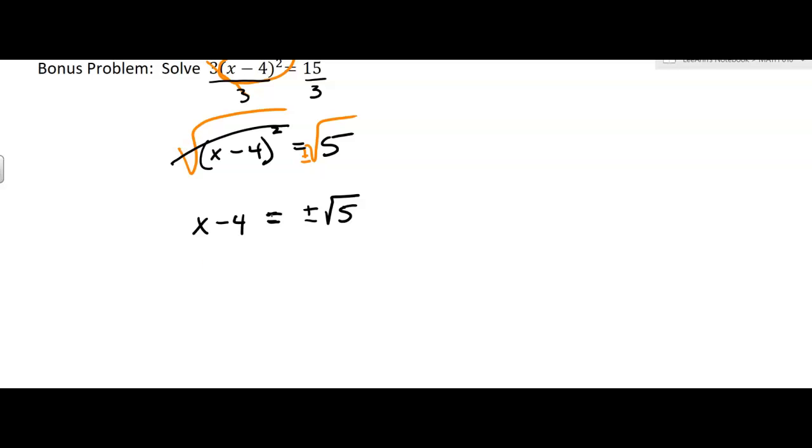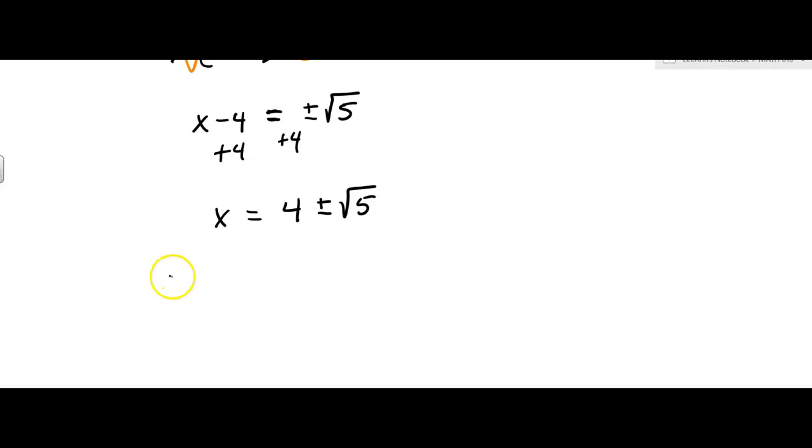Now, here's the thing. We have to add 4 to both sides. And where does that 4 go? It goes in front of the plus or minus. All right, so I get 2 answers. If I'm going to write them separately, one is 4 minus the square root of 5. The other is 4 plus the square root of 5.